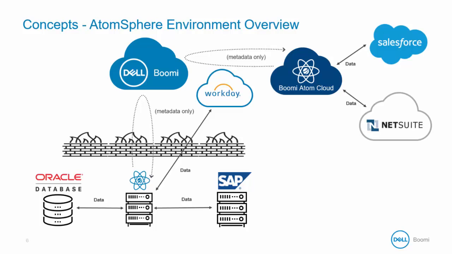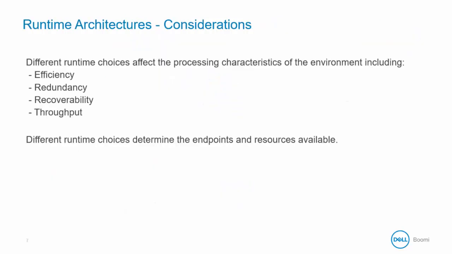On the upper right, you can see that the cloud atoms are able to access any other cloud accessible endpoint. On the bottom left, you can see that local atoms are also able to connect to cloud endpoints, but since they are installed behind a corporate firewall, they also have the ability to connect to on-premise endpoints that are also secured behind that corporate firewall. So through this module, we will evaluate the runtimes based upon efficiency, redundancy, recoverability, and throughput.